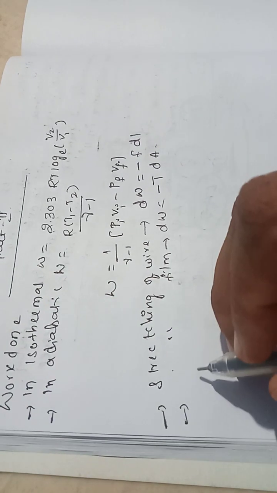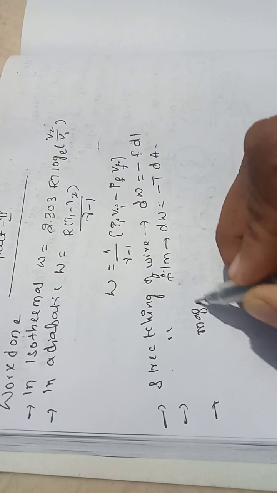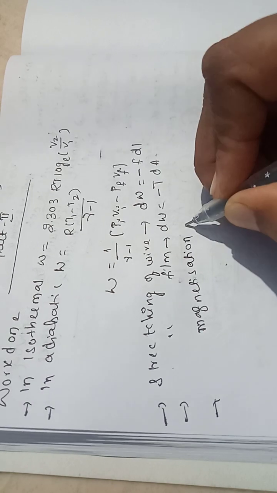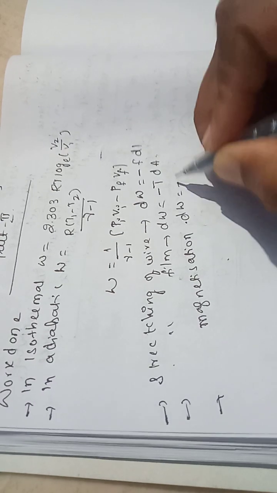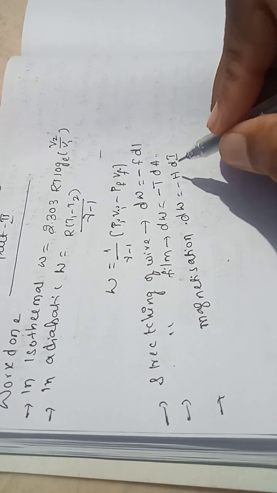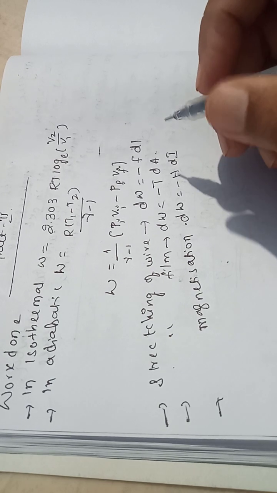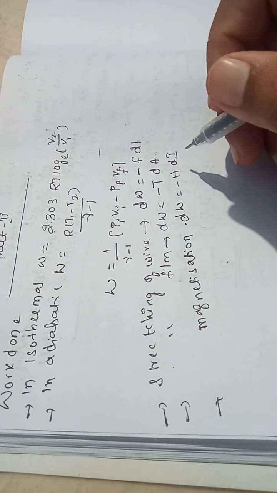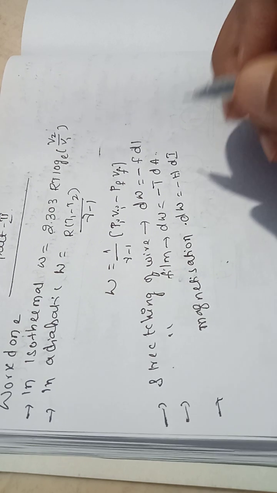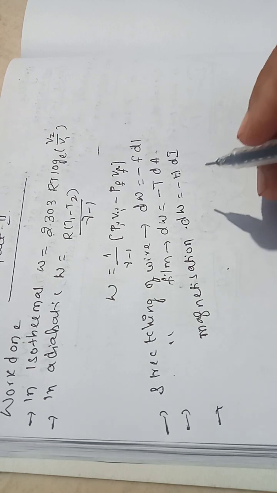Now next, work done during magnetization. dW equals minus H dI. H is the applied external magnetic field, I is the magnetization, so dW is minus H dI, the work due to the applied magnetic field H.